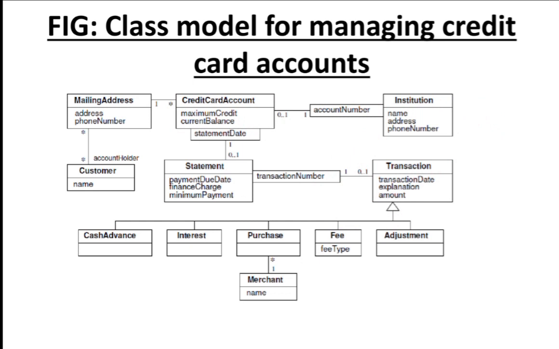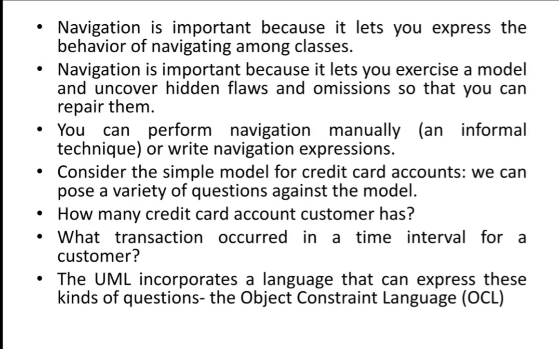But if your diagram is a very huge one, very big one, and you want to do the navigation manually, it will be a time consuming task. It will take more time. That's why instead of managing navigation manually, you can do it implicitly, that means automatically. How can you do it? You can do it using the Object Constraint Language, OCL.